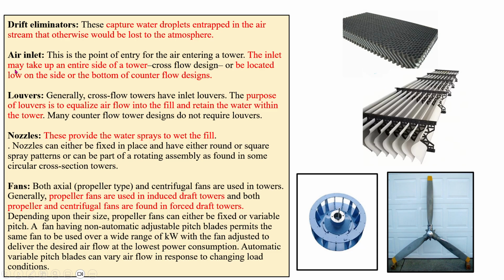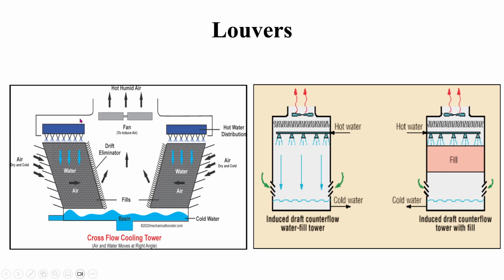The inlet may take up an entire side of the tower in a cross flow design, and be located low on the side at the bottom in a counter flow design. So if it is a cross flow design, the entire side of the tower will be air intake, and if it is the counter flow, then it is at the bottom. If you see the drawing design, you see this is the cross flow.